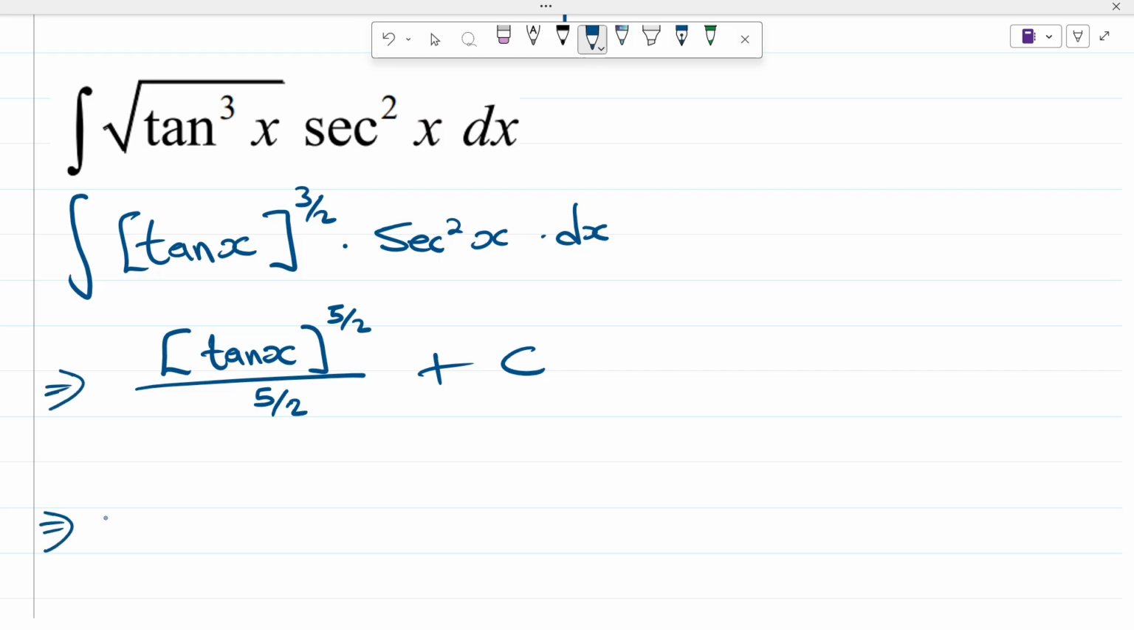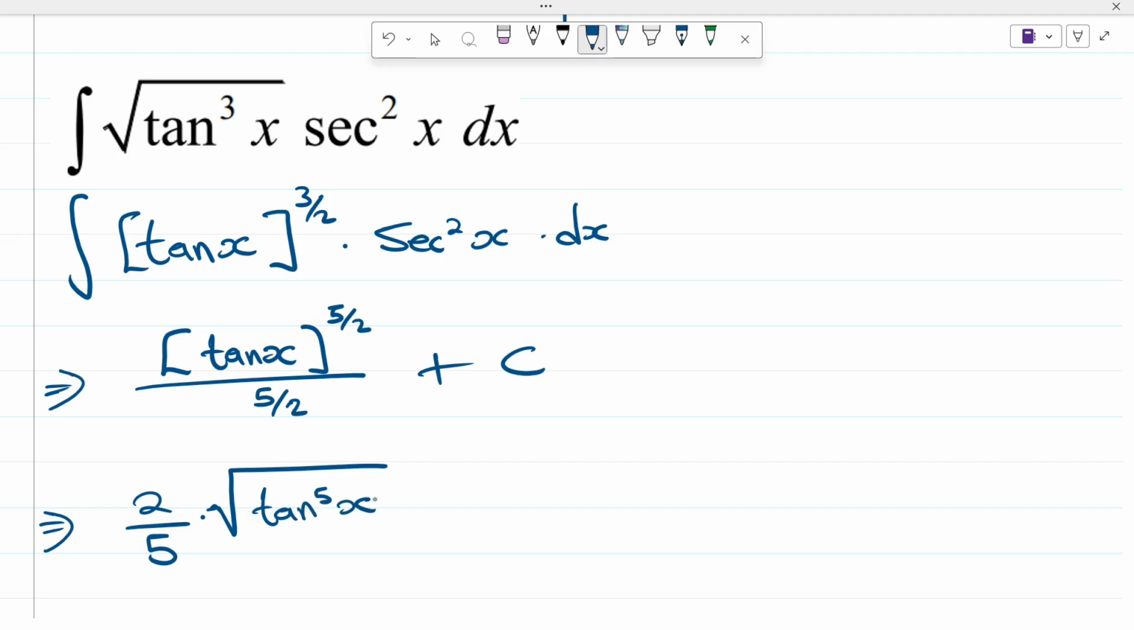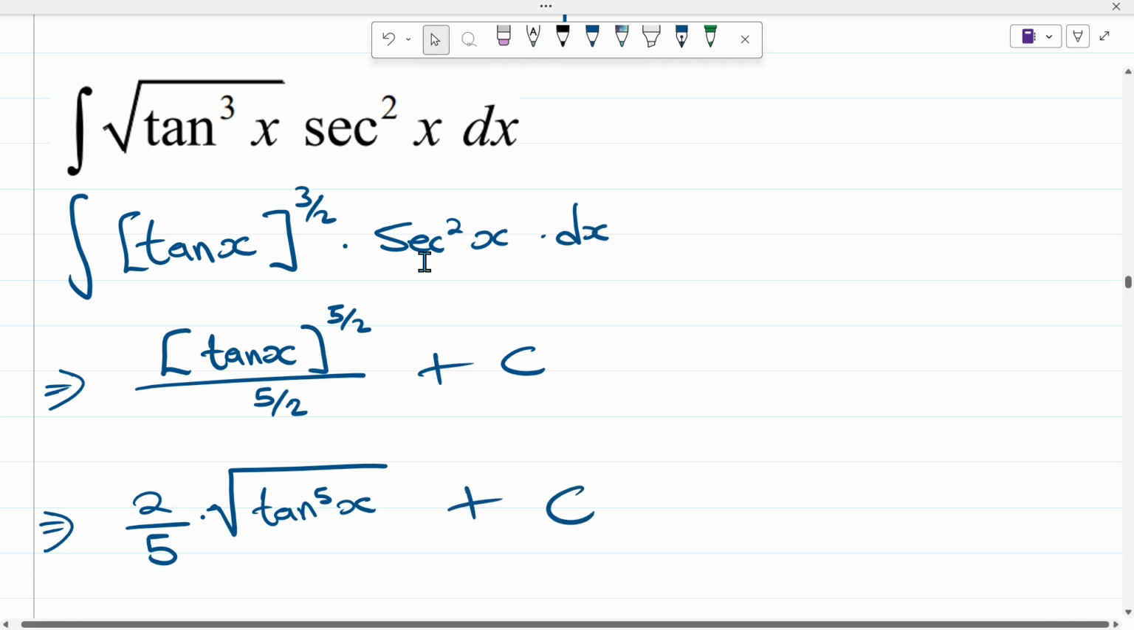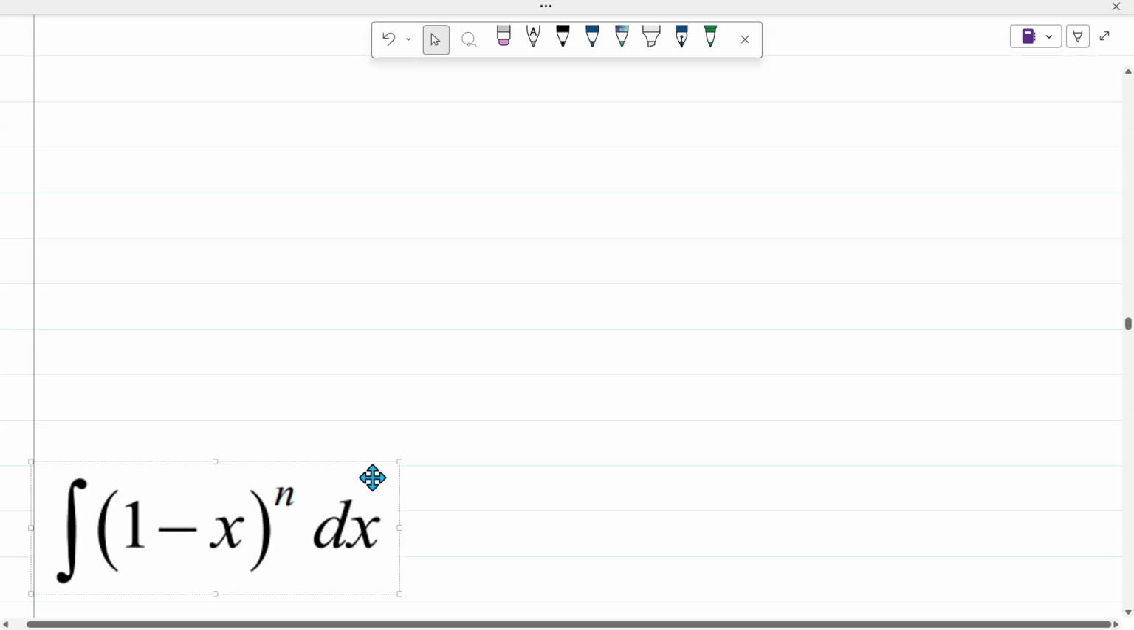Then of course we can rewrite this nicely. That's your 2/5 and then square root of tan to the power 5 of x. Then we can write this using a square root. So plus c, let's not forget plus c. And then yeah, this is it. That was it for that question. So I hope you got it. And then from here we move to these ones.